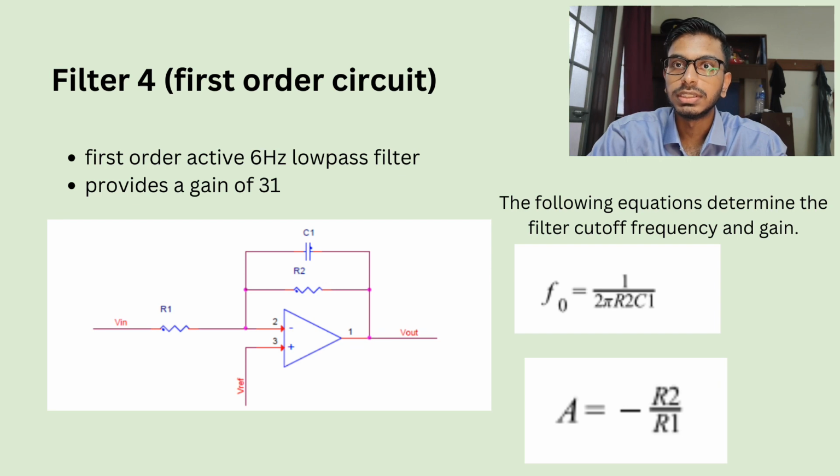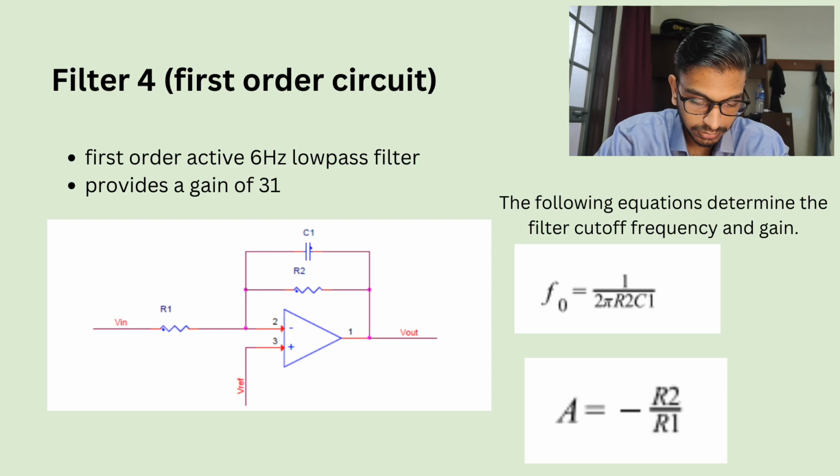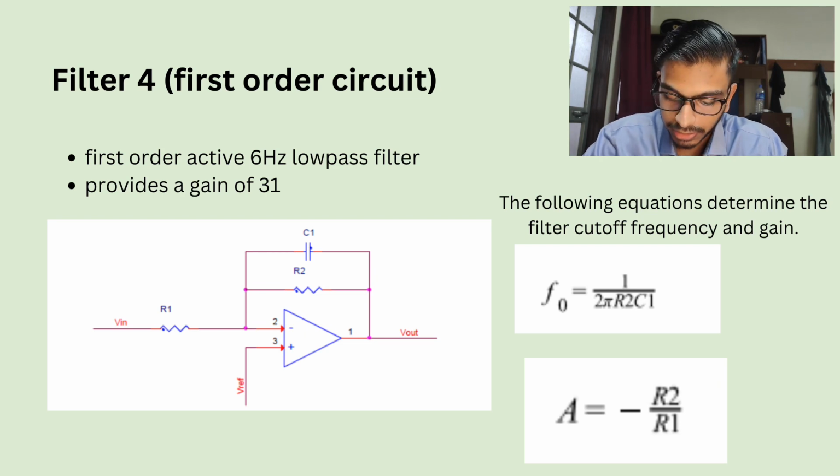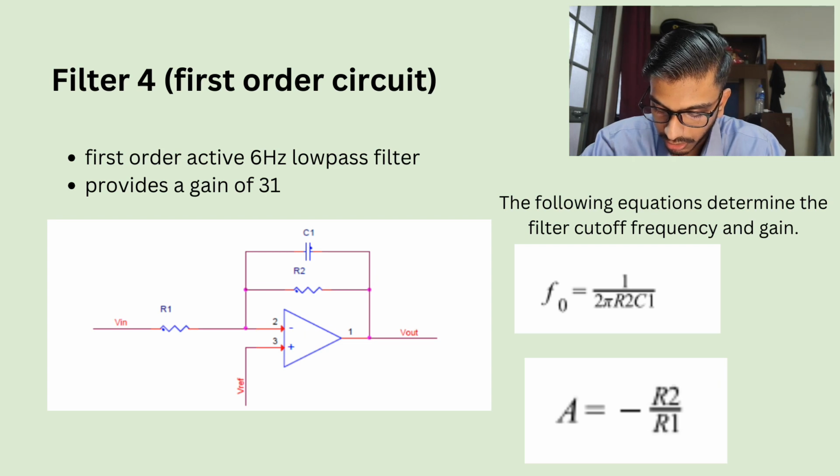Next, the fourth filter is the first order active 6 Hz low pass filter that provides a gain of 31. This is the diagram of the first order active 6 Hz low pass filter. It consists of 1 capacitor and 2 resistors. This filter uses a K53 internal op-amp because it has high input impedance, low output impedance and the voltage gain of 31 determined by the resistor network within the feedback loop. These are the equations used to determine the filter cutoff frequency and gain. F0 equals 1 over R2 C1 and A equals negative R2 over R1.